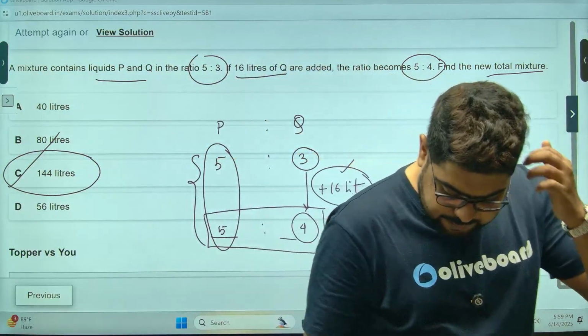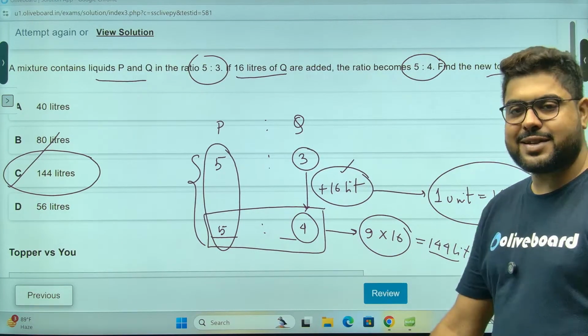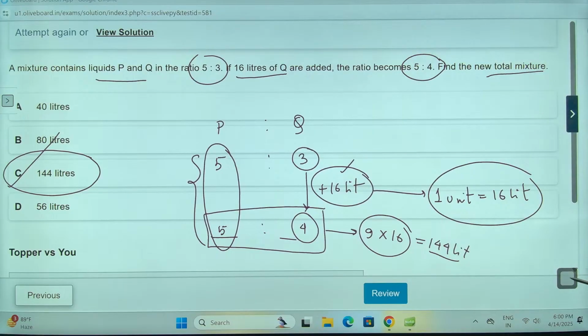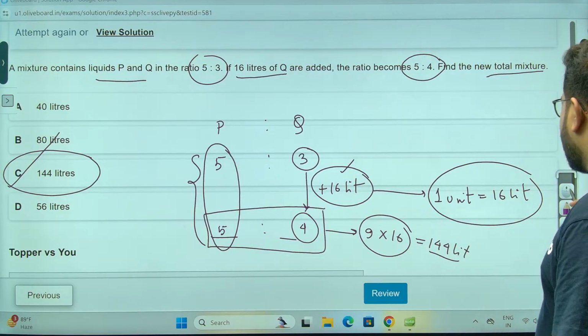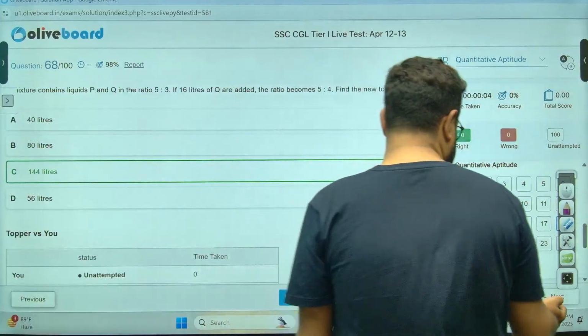Yes, Rana, Reena, both of you are absolutely correct. 144 is the correct answer, sir. Moving on.